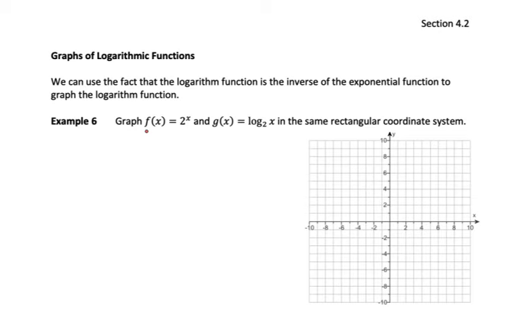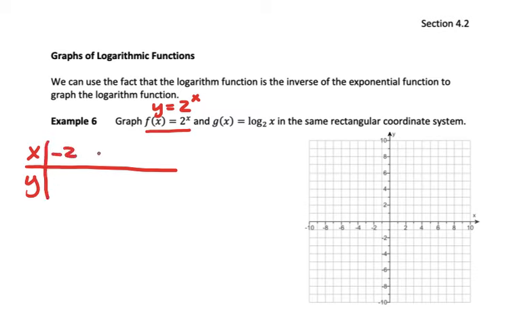It says to graph f of x equals 2 to the x and g of x equals log base 2 of x in the same rectangular coordinate system. So I'm going to start with f of x equals 2 to the x. And remember, we can replace f of x with y. So this is y equals 2 to the x. And we did this graph back in section 4.1, so it should be review. We're going to plug in -2, -1, 0, 1, and 2 for x.